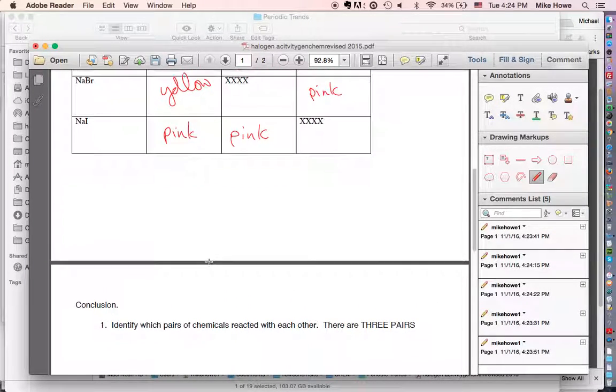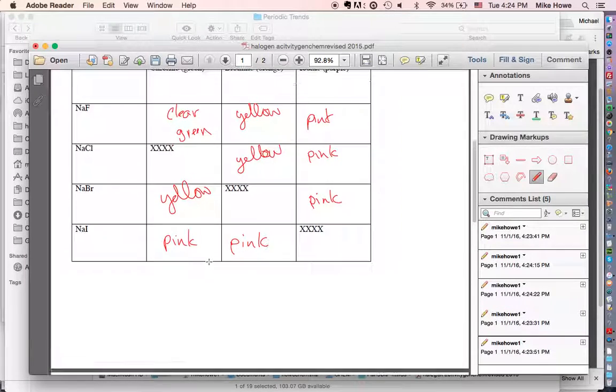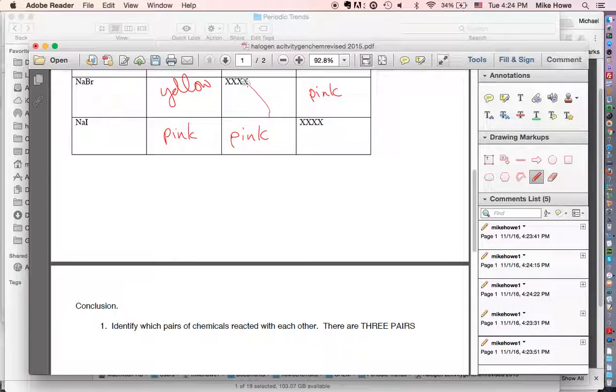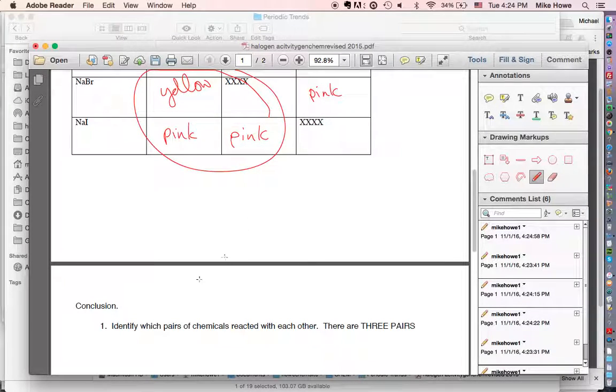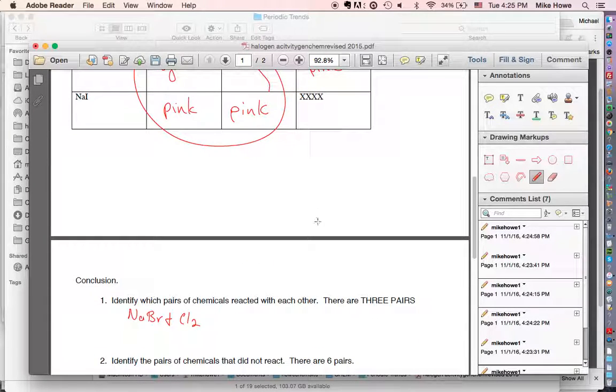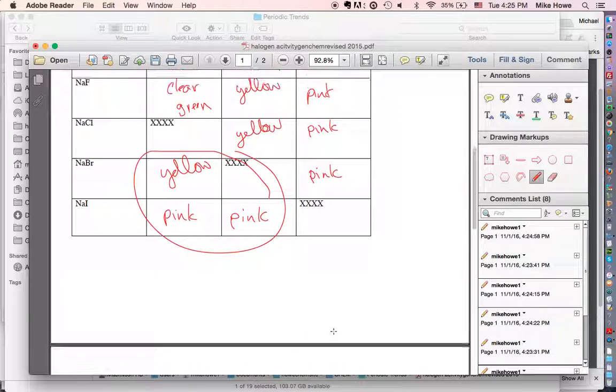Now we're going to write down the pairs of chemicals that reacted with each other. They only react if there's a color change. So that means that the only three that reacted were these three. Okay, so we would have NaBr and Cl2. That'd be the first column. And we had NaI and Cl2 and NaI and Br2. Those are the reactions.